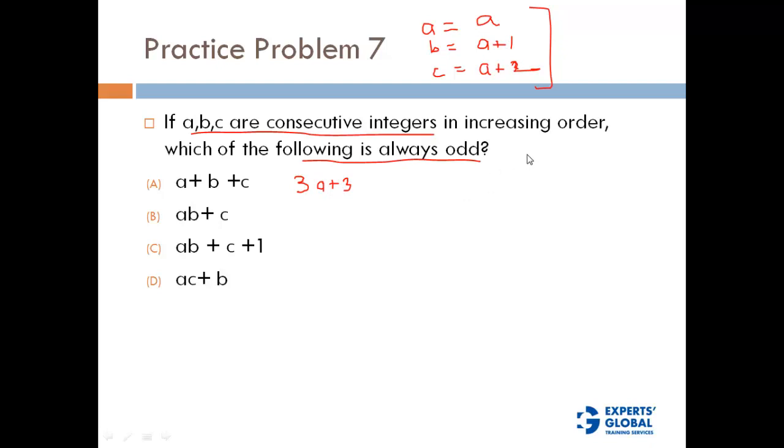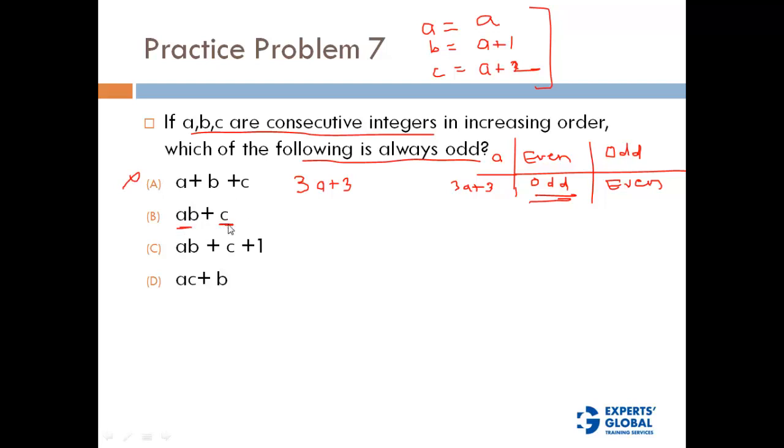Correct? Now A could be even or A could be odd. So if A is even, 3 into even is going to be an even number. Even plus 3 is going to be an odd number. Okay. If A is odd, then 3A is going to be odd into odd, it's going to be odd. Odd plus 3 is going to be even. So both possibilities exist. We cannot always say that 3A plus 3 is always going to be odd. So this is not going to be the answer.